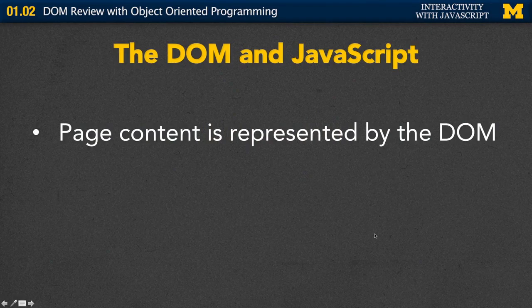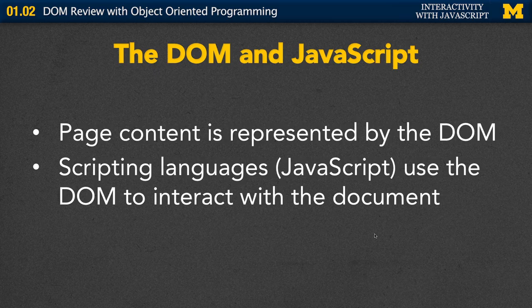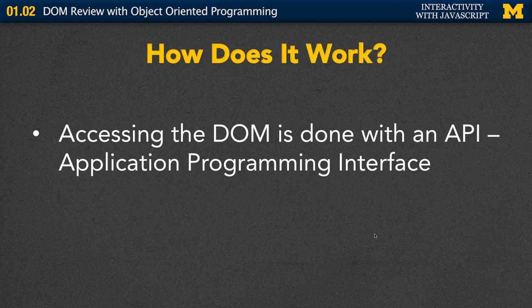So again, we've got that the page content is represented by the DOM. The scripting language JavaScript uses the DOM to interact with the document. How does it do that, though? How does it know how to interact? Well, the JavaScript has something called an API, or an Application Programming Interface. You may have heard people talking about APIs in the past.